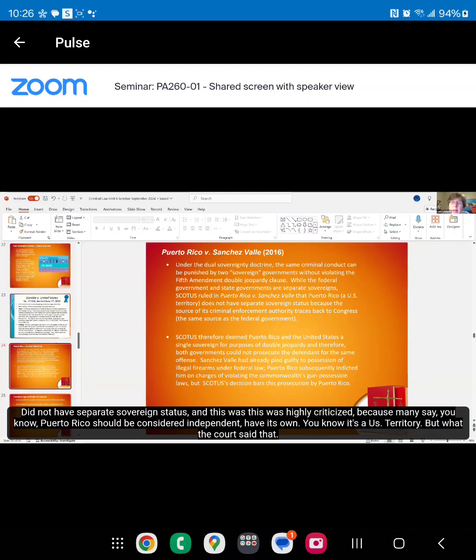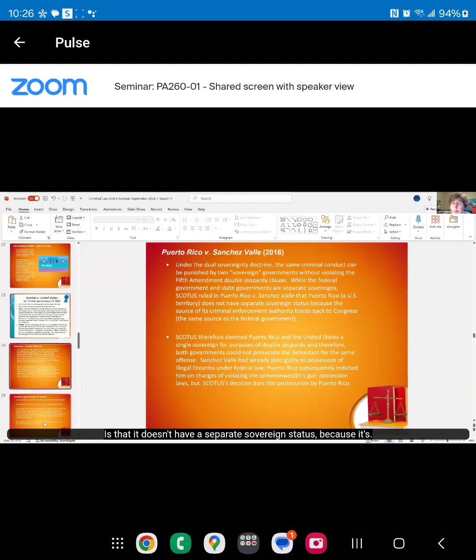But what the court said is that it doesn't have a separate sovereign status because its status can be traced back to Congress, which is the same source that gave power to the federal government. So they're saying because you can trace both the federal government and Puerto Rico back to Congress, then Puerto Rico and the federal government are not separate sovereigns. So in this case, the SCOTUS deemed Puerto Rico and the United States, I mean the federal government, a single sovereign for purposes of double jeopardy.